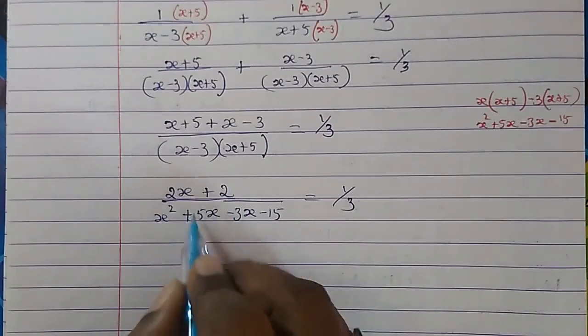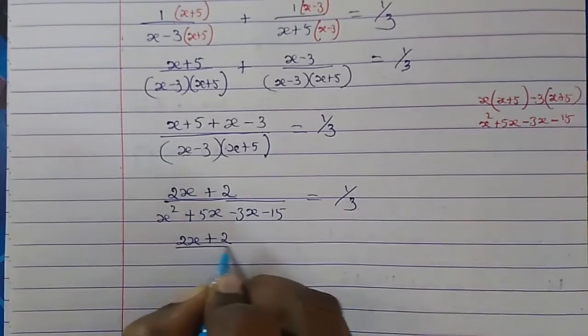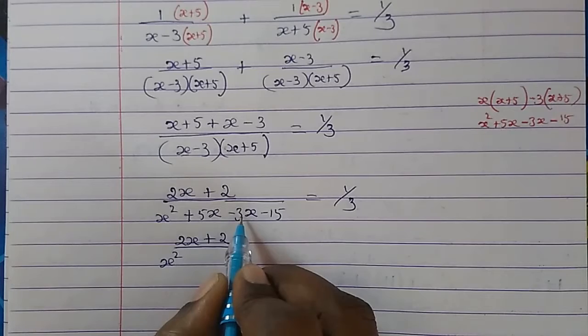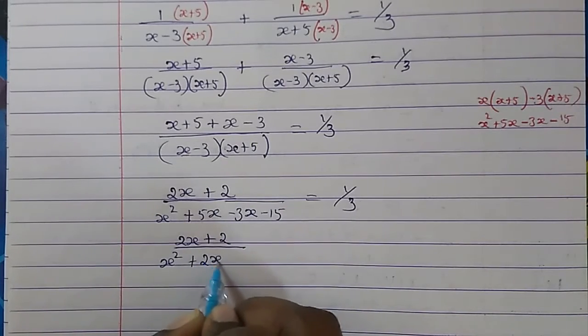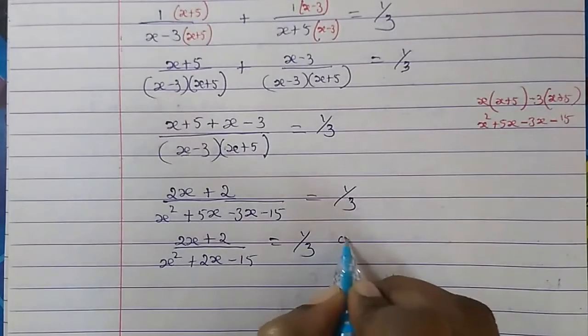Now, can we still simplify? Yes, this is 2x plus 2. In x square plus 5x minus 3x, we get plus 2x, then minus 15. Now let's cross multiply.